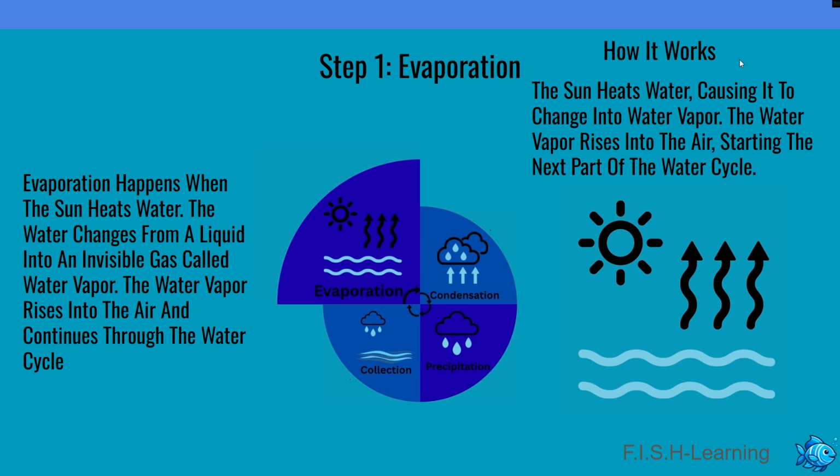Step 1. Evaporation. Evaporation happens when the sun heats water. The water changes from a liquid into an invisible gas called water vapor. The water vapor rises into the air and continues through the water cycle. How it works: the sun heats water, causing it to change into water vapor. The water vapor rises into the air, starting the next part of the water cycle.